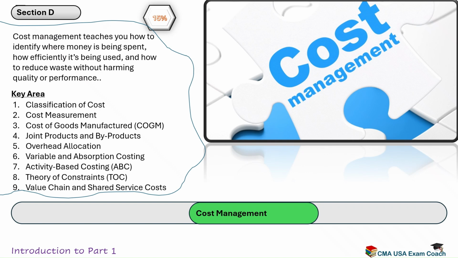Next, activity-based costing, ABC. Activity-based costing is a modern approach that assigns overheads based on the activities that drive costs rather than simple averages. For instance, if one product requires more machine setups, it receives more setup cost. ABC gives a more accurate picture of what each product truly costs and highlights opportunities for efficiency.